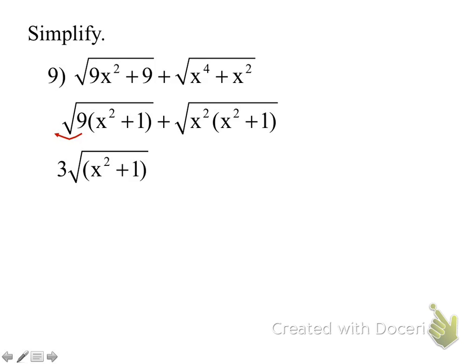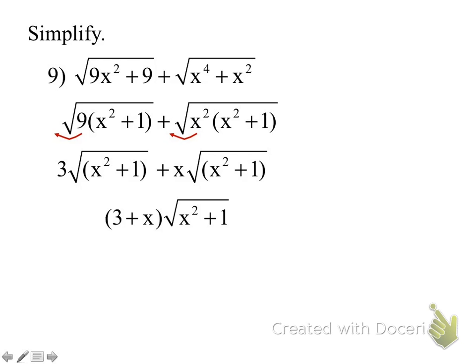And then what can we pull out of this one? X squared. And I'm left with x squared plus 1. So now, because they're alike on the inside, I just do my 3 plus my x, and inside the radical, it's all going to be x squared plus 1. Does that make sense? One more slide.